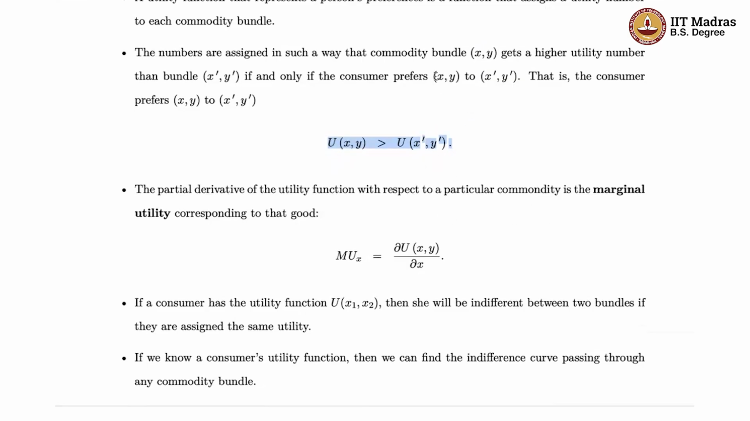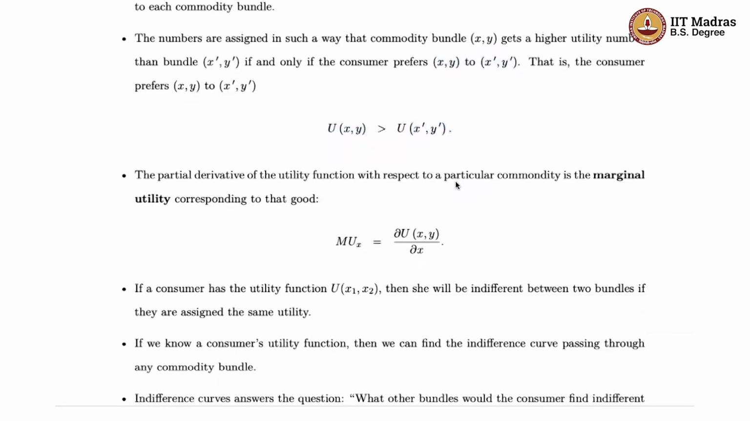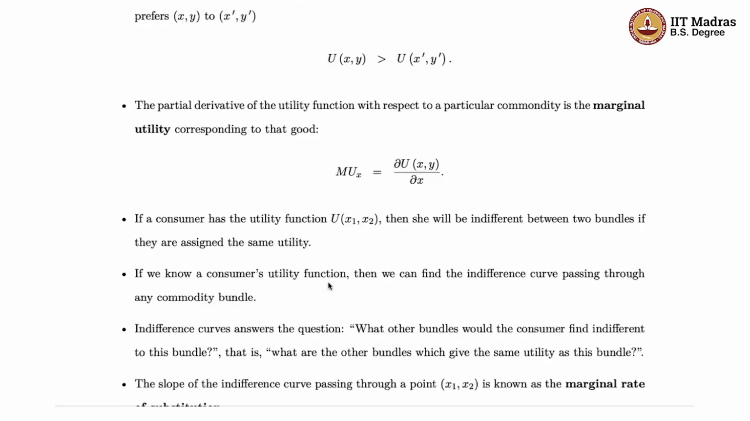In this notation, if you have two bundles X, Y and X prime, Y prime, and the consumer likes each of these bundles equally well, then U of X, Y is equal to U of X prime, Y prime. If we know a consumer's utility function, then we can find the indifference curve passing through any commodity bundle.